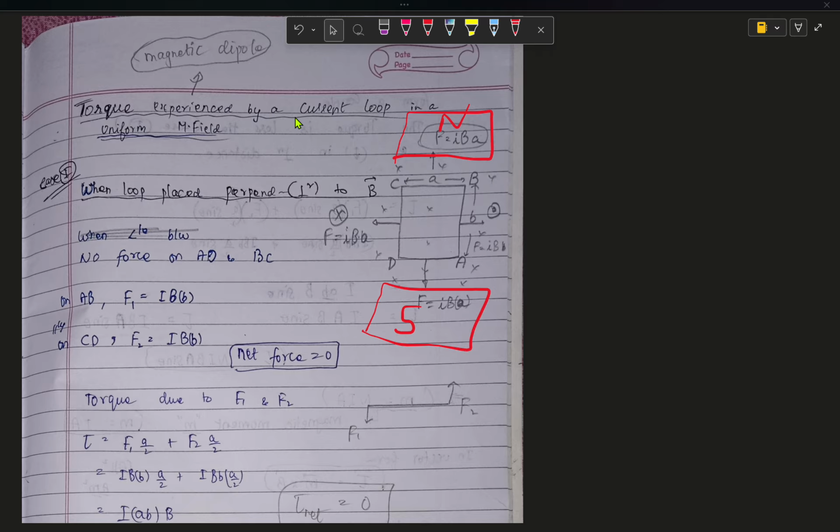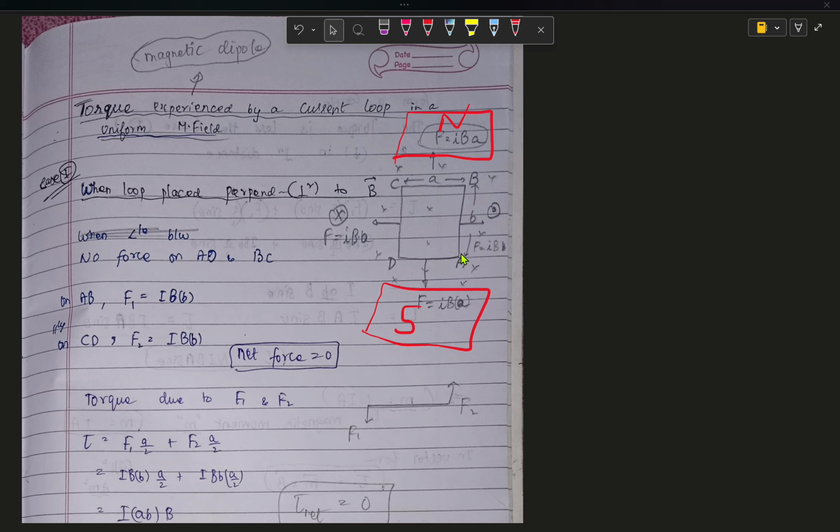Torque experienced by a current loop in a uniform magnetic field. That's a magnetic dipole actually. When the loop is placed perpendicular to the magnetic field, let's say the magnetic field is going into the paper and we have kept a loop between the two magnets. Actually, there is no force experienced on the sides AD and BC. The reason is that these sides are parallel to the magnetic field, so no force will be felt by the side of the loop that is parallel to the field. Only if it is perpendicular will it experience some force.